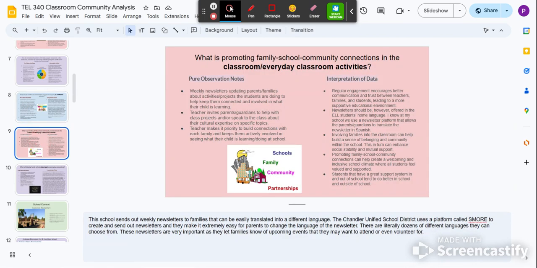The school sends out weekly newsletters to families that can be easily translated into a different language. The Chandler Unified School District uses a platform called S'more to create and send out newsletters, and they make it extremely easy for parents to change the language of the newsletter. There are literally dozens of different languages they can choose from. These newsletters are very important as they let families know about coming events that they may want to attend or even volunteer for.